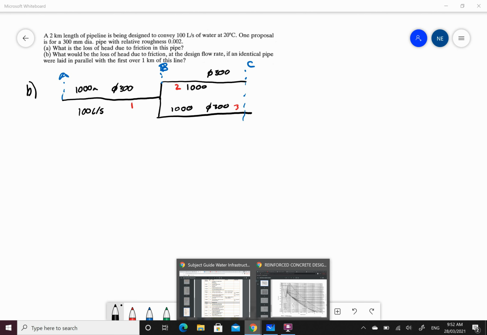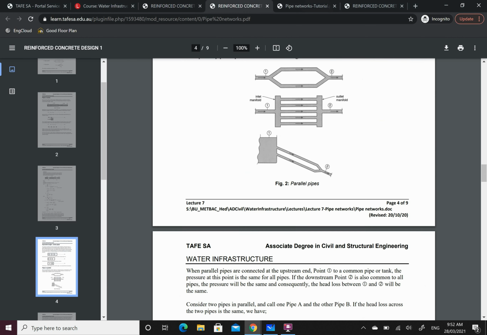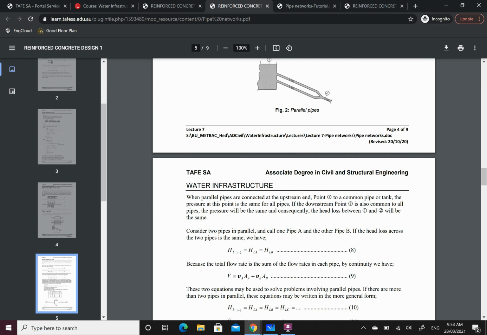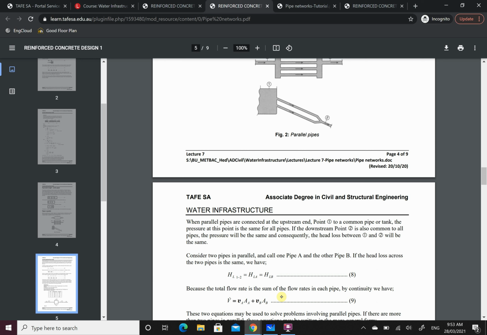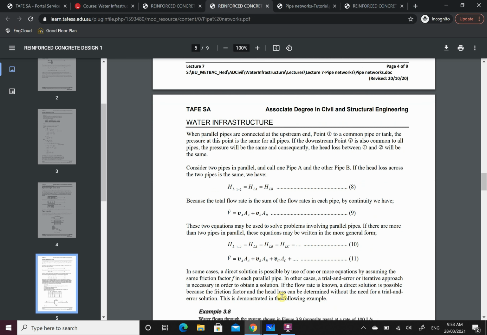What I want to bring our attention to is just these formulas here. This is our pipes in parallel. Our flow rate is velocity in pipe 1 times the area in pipe 1 plus the velocity in pipe 2 times the area in pipe 2, and so on. But the losses between 1 and 2 are equal to the head loss in pipe A, which is equal to the head loss in pipe B. So between 1 and 2, this is pipe A and this is pipe B, and the head loss in pipe A is equal to the head loss in pipe B. Just be aware of that. We're going to be using these two formulas here.